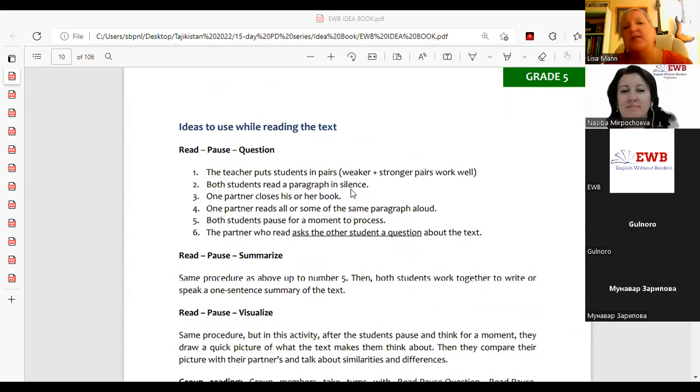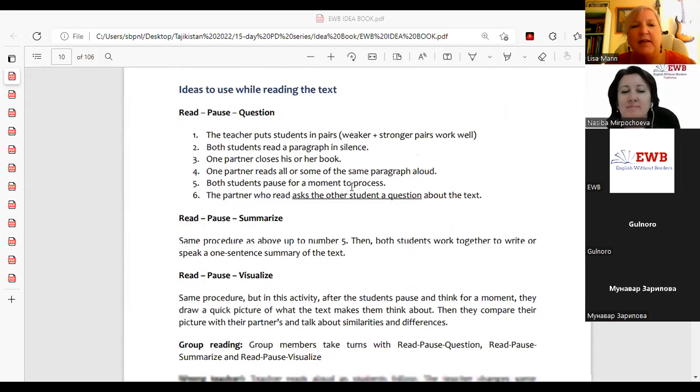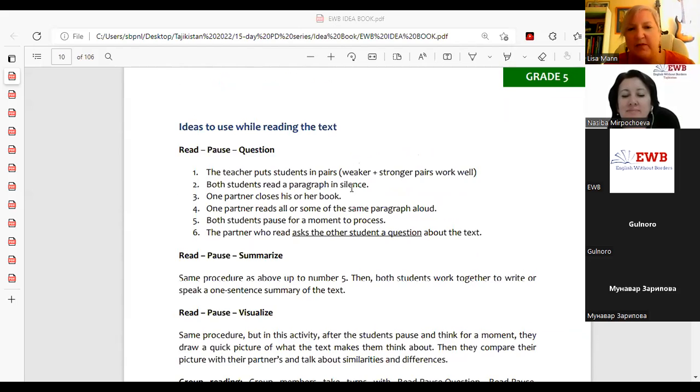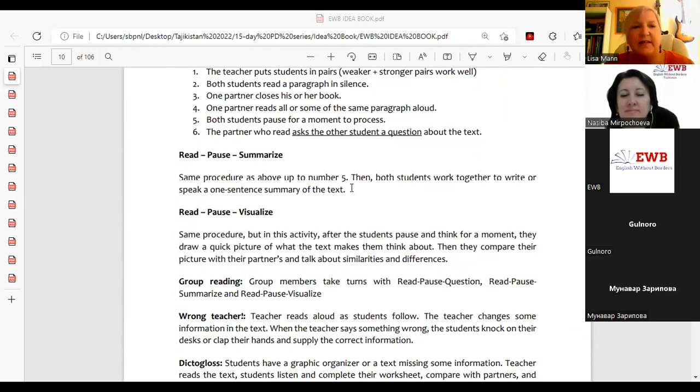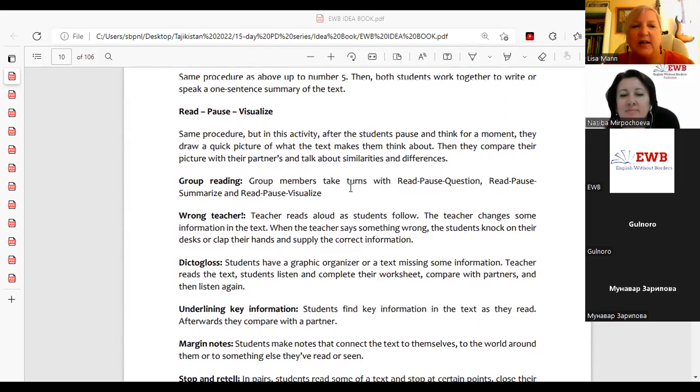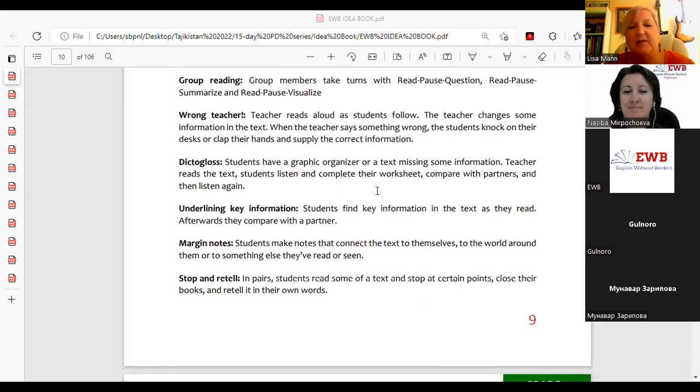And then there's a section on ideas to use while reading the text. This section is the same for every lesson. These are just different ways that you can read the text so that you're not doing it the same way every time, right? You have some different ways to read the text together with your class.